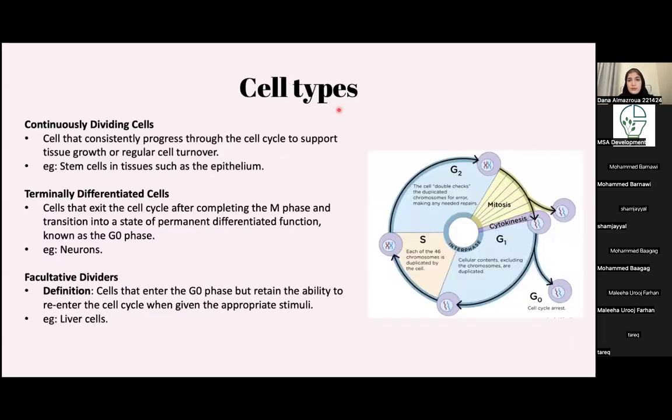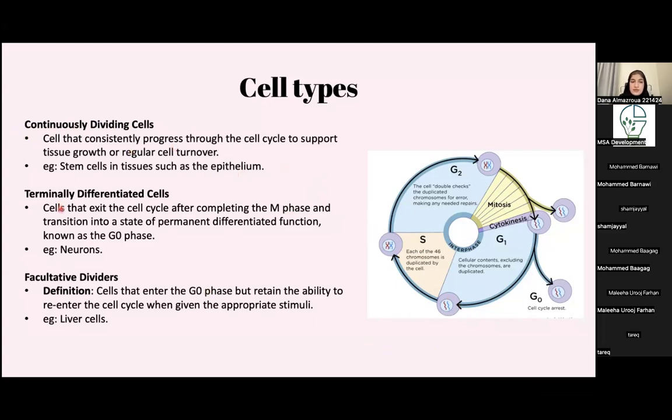Okay, now we're going to move to the cell types in our body. So there are cells that are continuously dividing, which are most of the cells in our body, like epithelial cells, for example. When you have a wound or a cut, what makes your wound heal is basically your cells dividing, because we have a stem cell layer in our epithelium, and this stem cell layer keeps dividing. And as it's dividing, it makes your wounds heal. So these cells fall under the continuously dividing cells, and these cells are just continuously going over the cell cycle again and again.